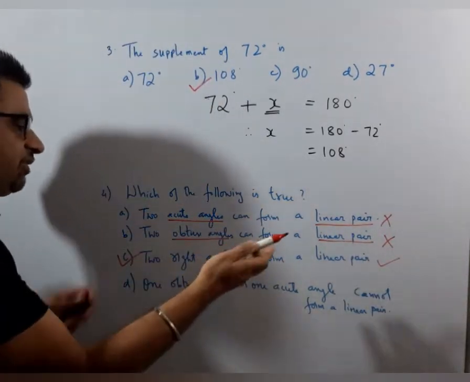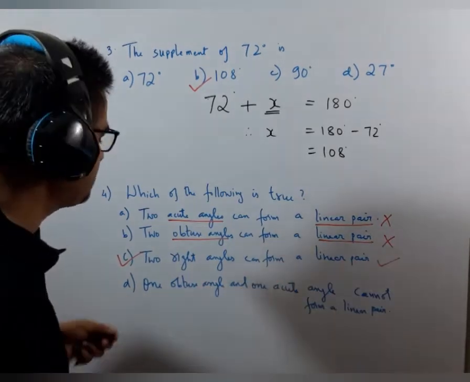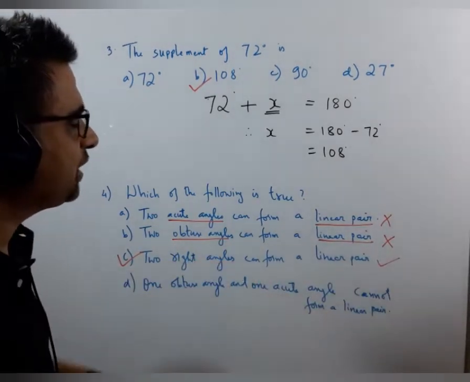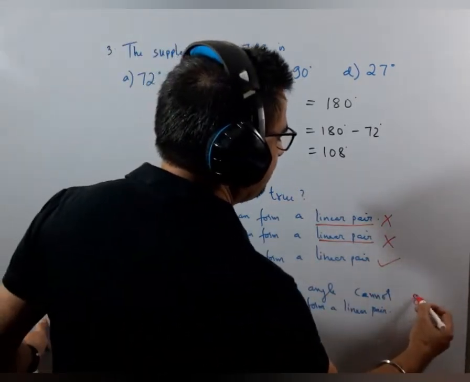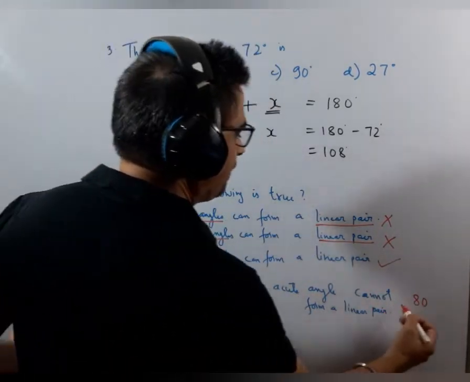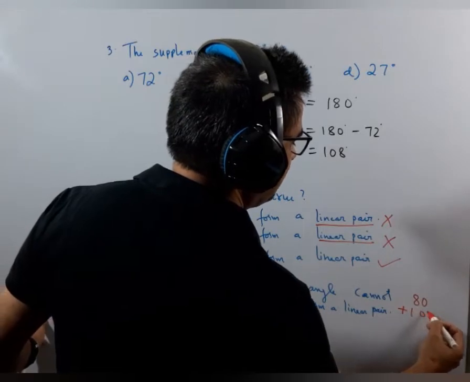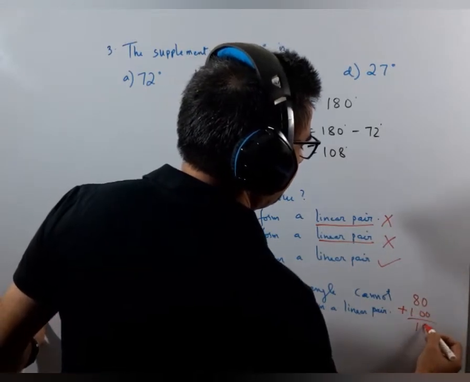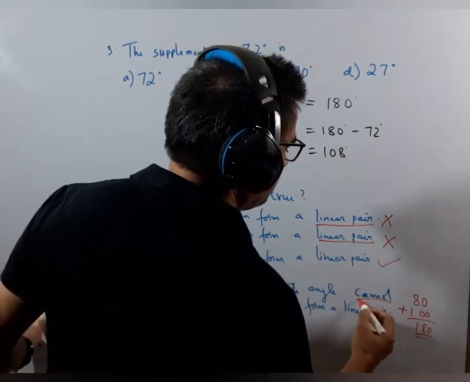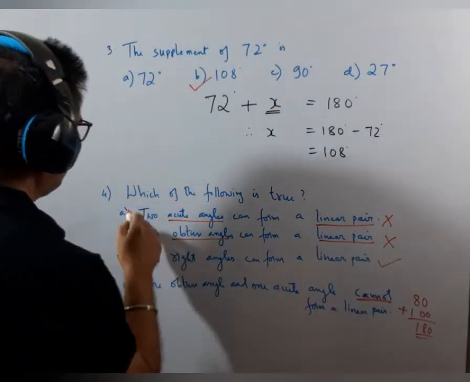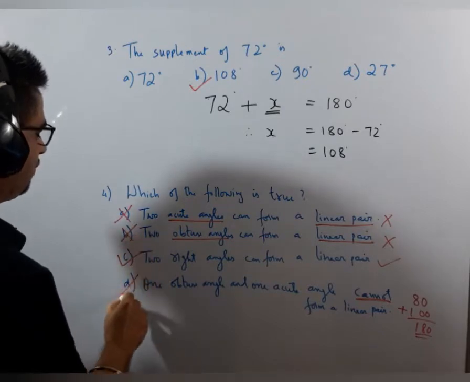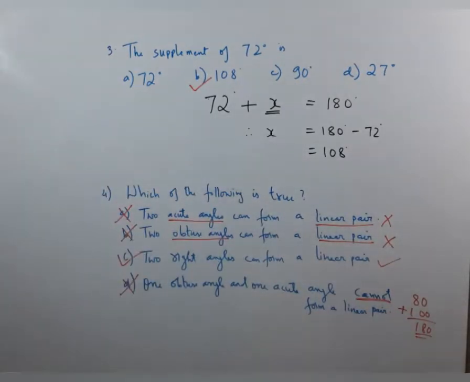Now just for the sake of analysis, we'll look at the fourth one as well. One obtuse angle and one acute angle cannot form a linear pair. Why not? One acute angle, which is 80 degrees, and one obtuse angle, which is, let's say, 100 degrees, form a linear pair. So "cannot form a linear pair" is wrong. Even these are wrong answer choices. C is the correct one.